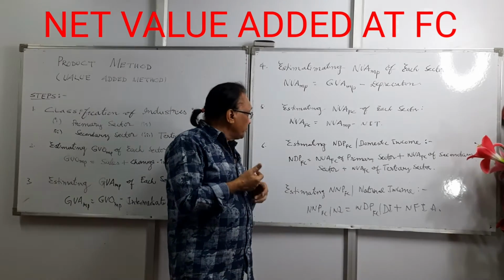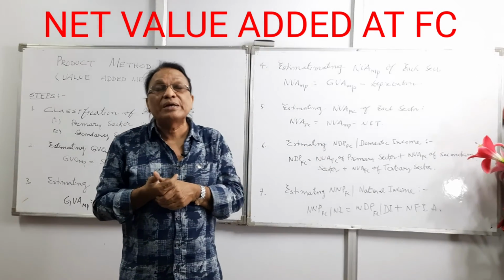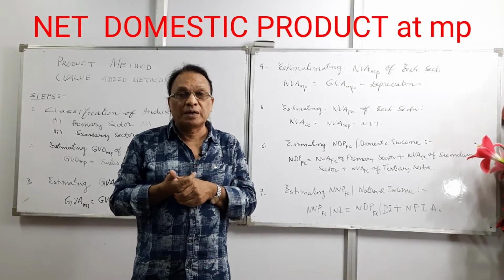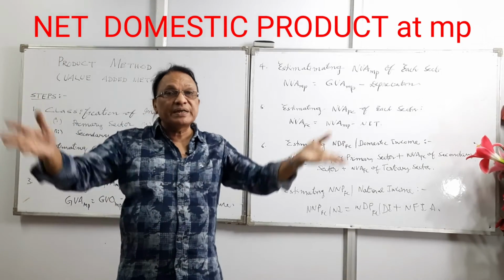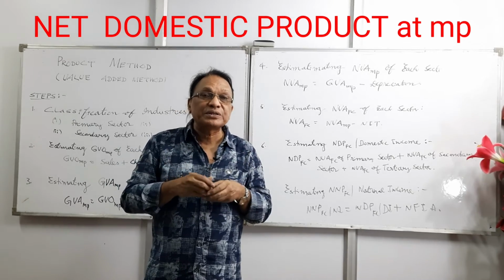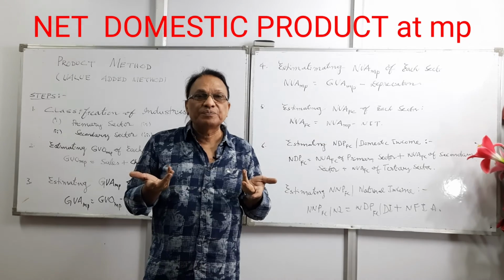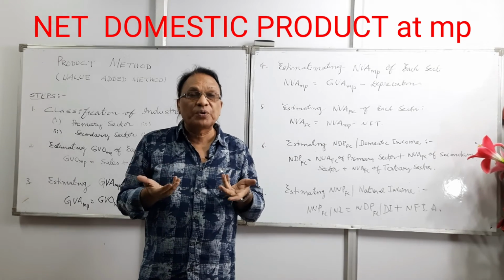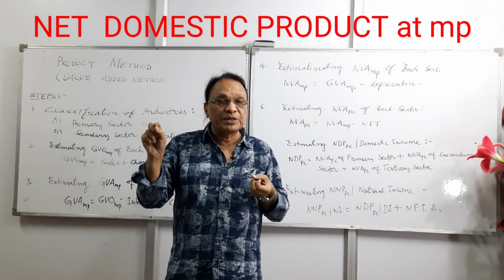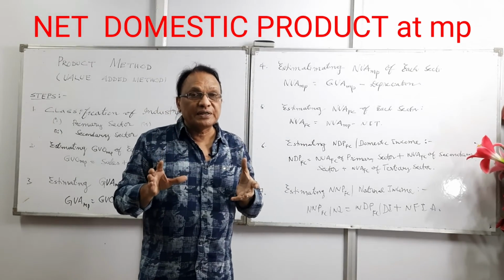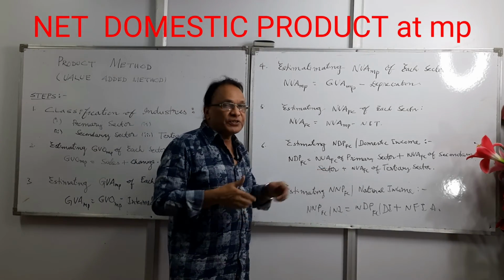Now we go to the next very important step, estimating NDP at factor cost, net domestic product or domestic income. How do you get net domestic product? By estimating net value added at factor cost of all the sectors, you get NDP at FC, that's a domestic income or domestic product. So NDP at FC is equal to NVA at FC of primary sector plus NVA at FC of secondary sector plus NVA at FC of tertiary sector. So we got NDP at FC.